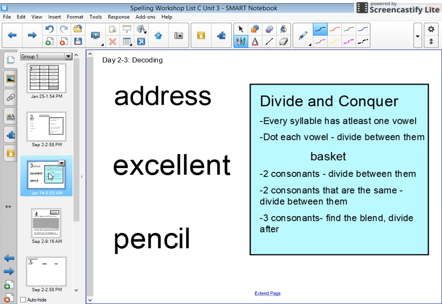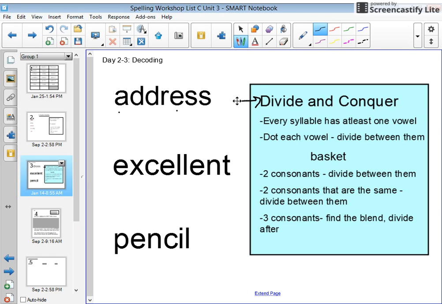From last week, these were three of our words: address, excellent, pencil, and we have these divide and conquer rules. When your kid comes to a word in their spelling, the first thing we want them to do is find the vowel. We usually put little dots underneath, in this case the A and the E. And then there's a list of rules to go with it.